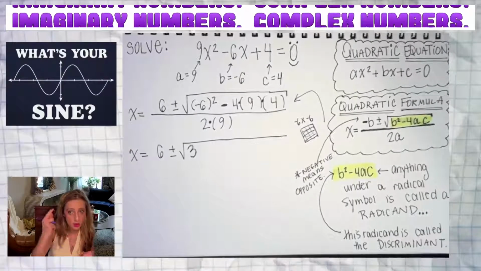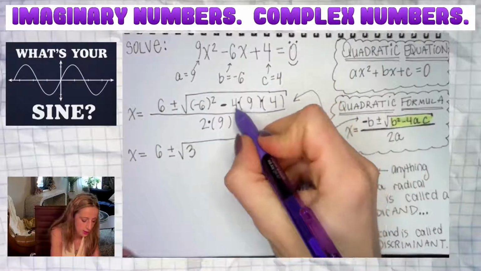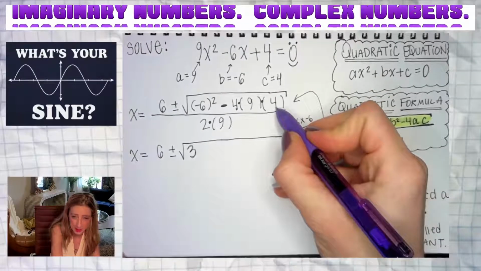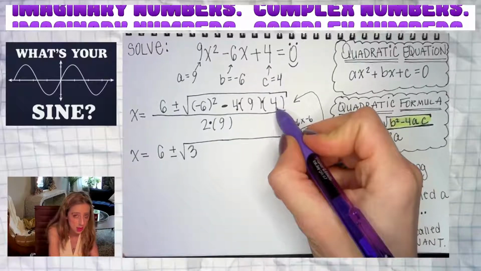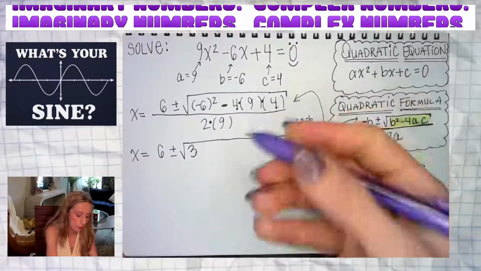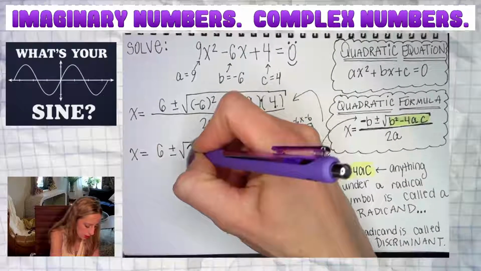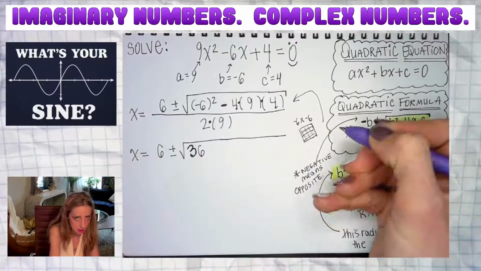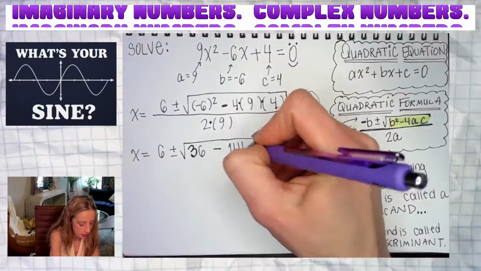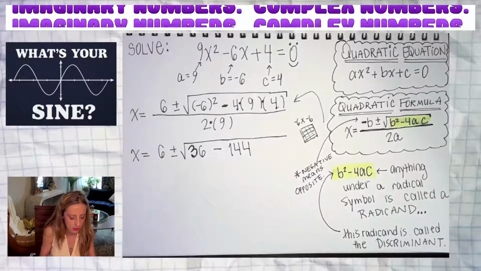Whenever you do times 4, though, remember you could do times 2 and then times 2 again. So like 9 times 2, 18. 18 times 2, 36. 36 times 2, 72. 72 times 2, 144. So you could do things like that. It's up to you. So there's 36. Try not to touch your calculator. Minus 144.